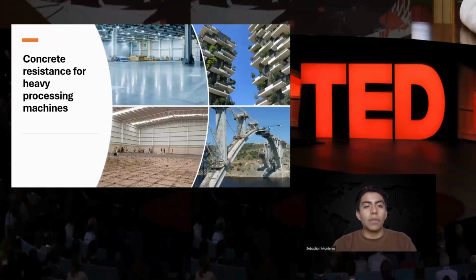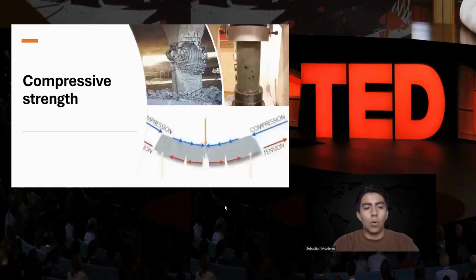So first we have the concrete resistance for heavy processing machines. Nowadays, most of the structures we know are made out of concrete, because of its properties like strength and durability. First we have to analyze the compressive strength. As we can see in the image, the compressive strength is the force that is applied over the concrete, and in that field, concrete is really good at compressive strength.